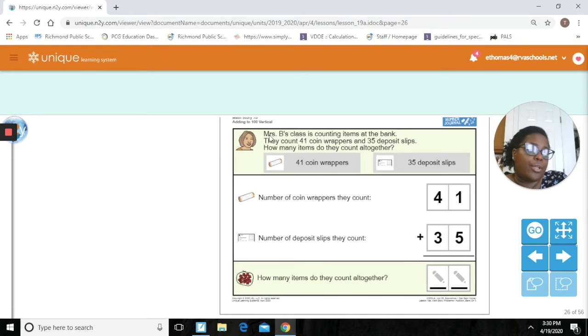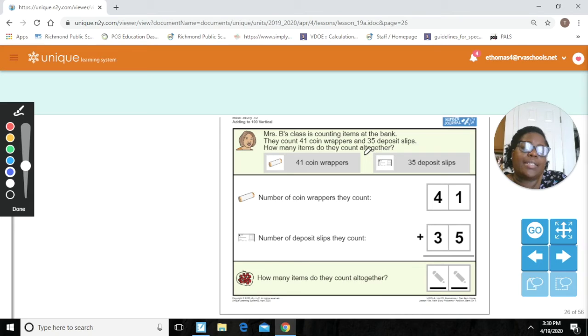So let's read our word problem, okay? Mrs. B's class is counting items at the banks. They count 41 coin wrappers and 35 deposit slips. How many items do they count all together? And there's that key word, all together. It means we're going to do what? Add. Okay?